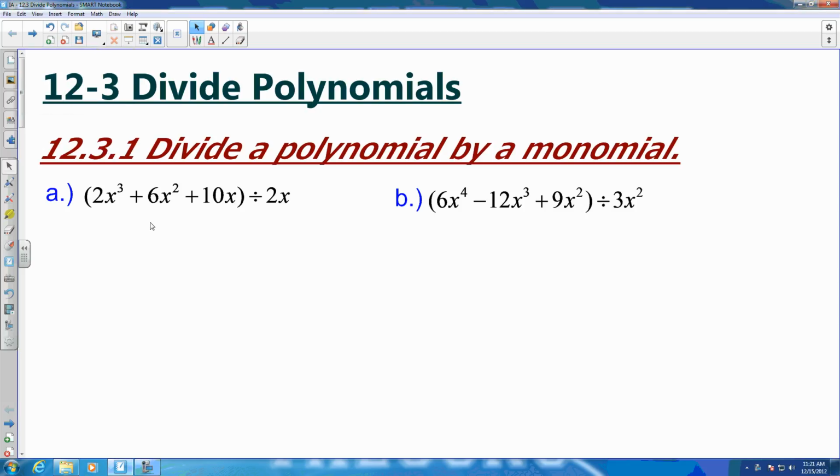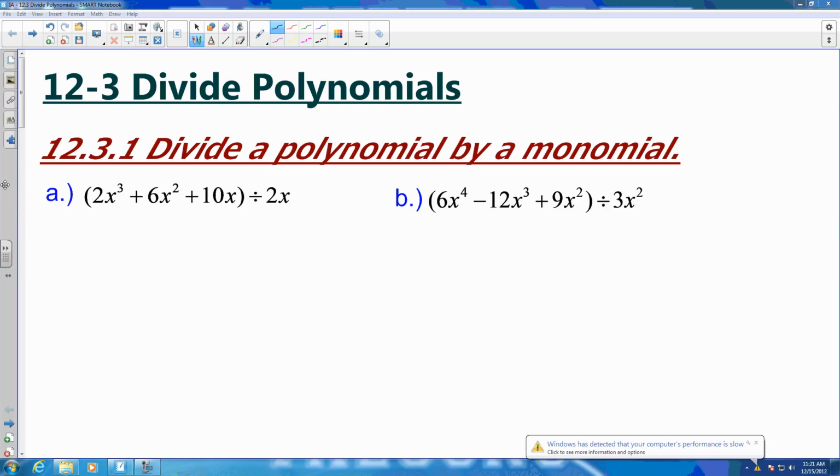Okay, we are in 12.3, and 12.3 deals with dividing polynomials. There's a couple ways you can divide polynomials. If you have a polynomial divided by a monomial, like we do in examples A and B, we can just simplify, or if you choose to, you can use long division, which you'll have to do when you divide polynomials exclusively.